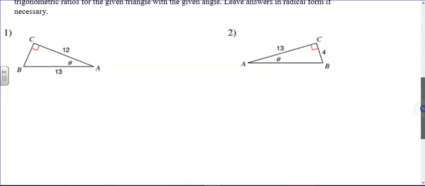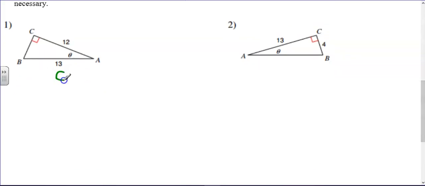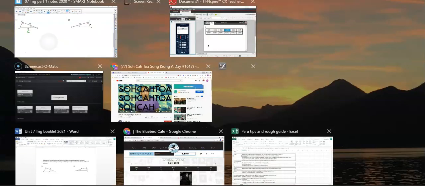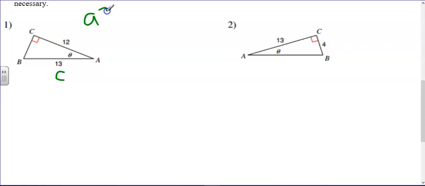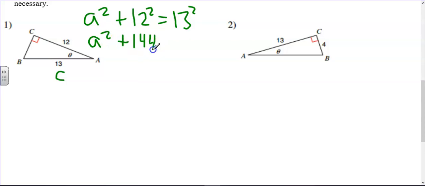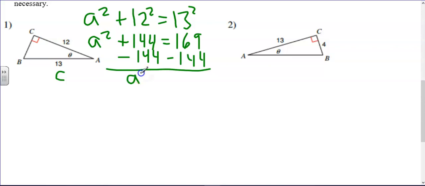So what am I noticing? I'm noticing C is always the hypotenuse. So I'm missing this side right here. So I've got A squared plus 12 squared equals 13 squared. So A squared plus 144 equals 169. We're going to subtract 144. A squared equals 25. Square root. A, which is my missing side, is 5.